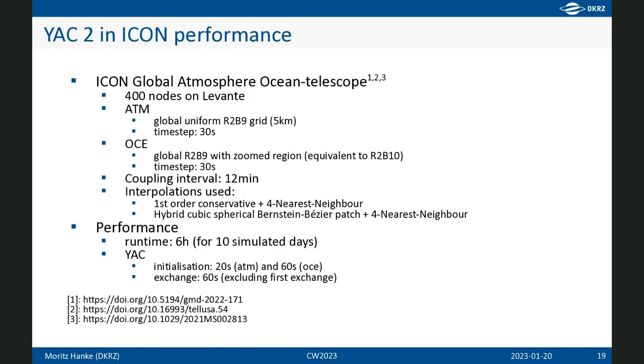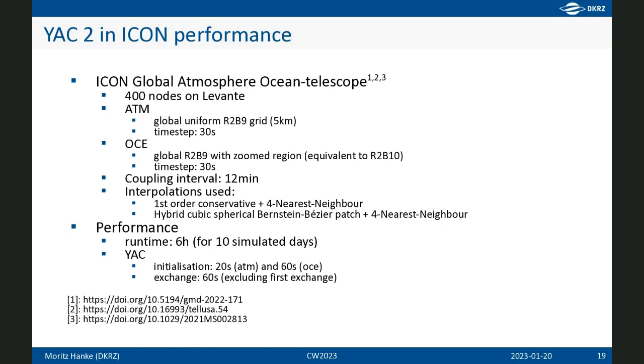The interpolations used were a first order conservative with a 4 nearest neighbor backup and the hybrid cubic spherical Bernstein-Bezier patch interpolation with 4 nearest neighbor backup. This method is a higher order method similar to bicubic or the patch recovery interpolation. The total runtime of the model was 6 hours and it simulated 10 days.